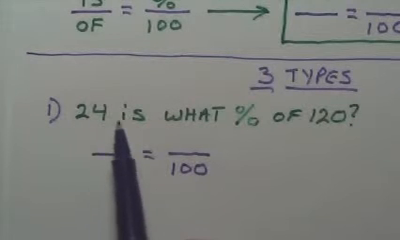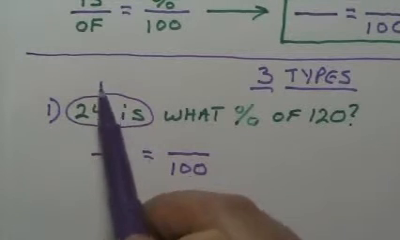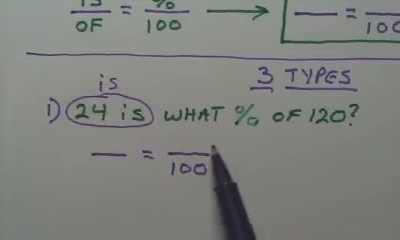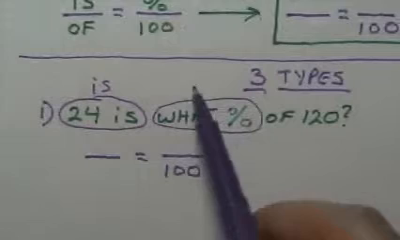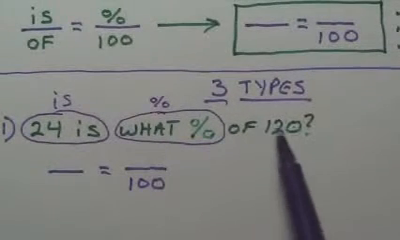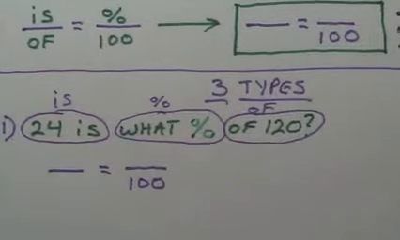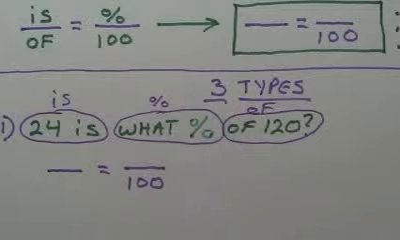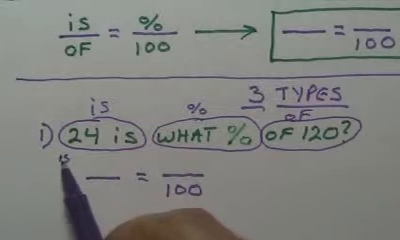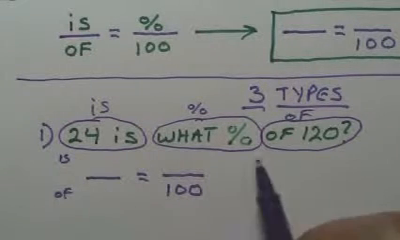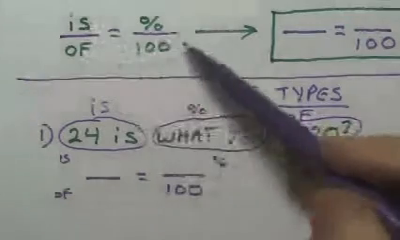So let's just make it easy. 24 is. That is the is number. What percent? That's your percent number. And then of 120. That's the of number. We have an is, percent, and an of number. And remember, we put the is number, I'm going to put a little is right there, the of over here, and the percent goes over here. Okay, just like this right there.